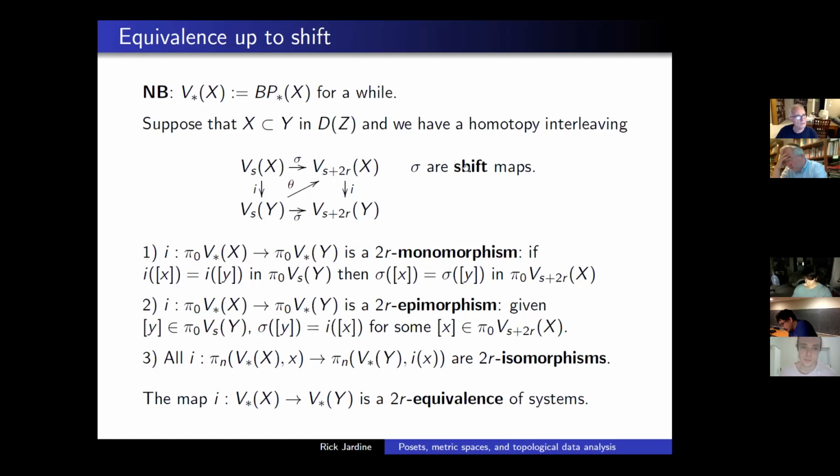So the reproducibility theorem tells you when you get a so-called homotopy interleaving between the Vietoris-Rips complexes. In other words, a homotopy commutative diagram that looks like this thing here. Okay, so let's suppose you have that. If you have two elements in the path components, let's see, the Vietoris-Rips complex card.